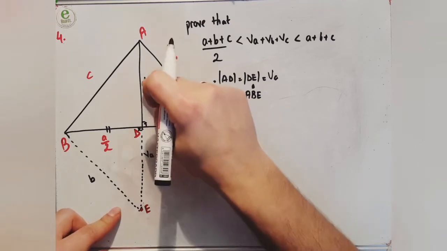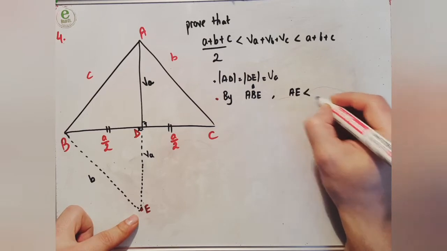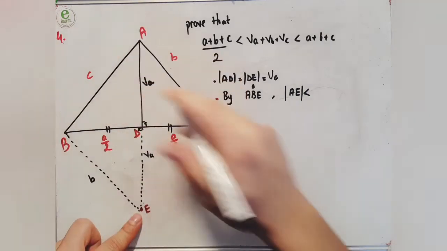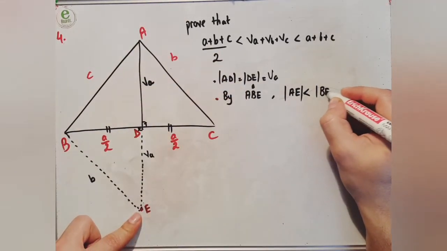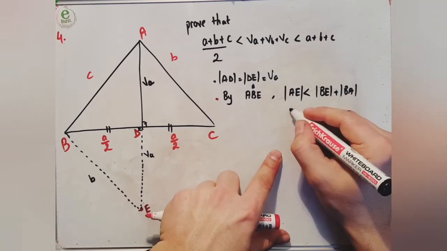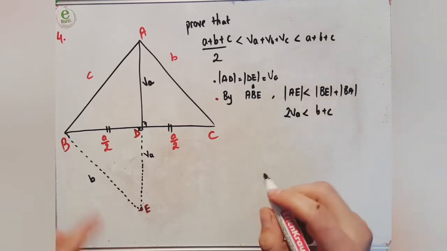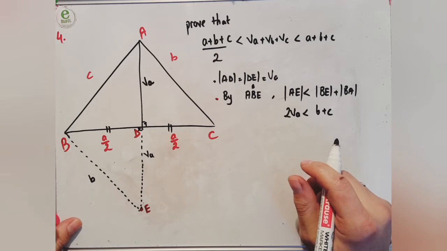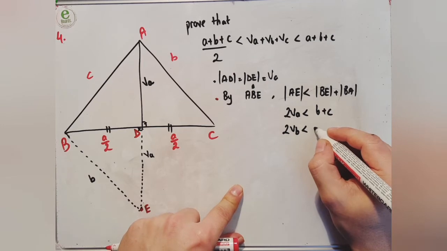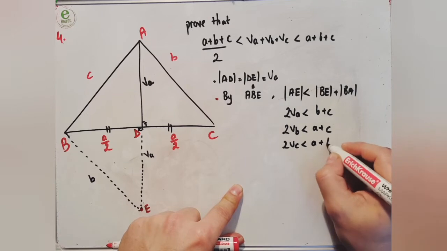So we say that AE is less than the sum of BE and BA. So it will be 2VA is less than B plus C. In a similar manner, we can find 2VB is less than A plus C and 2VC is less than A plus B.